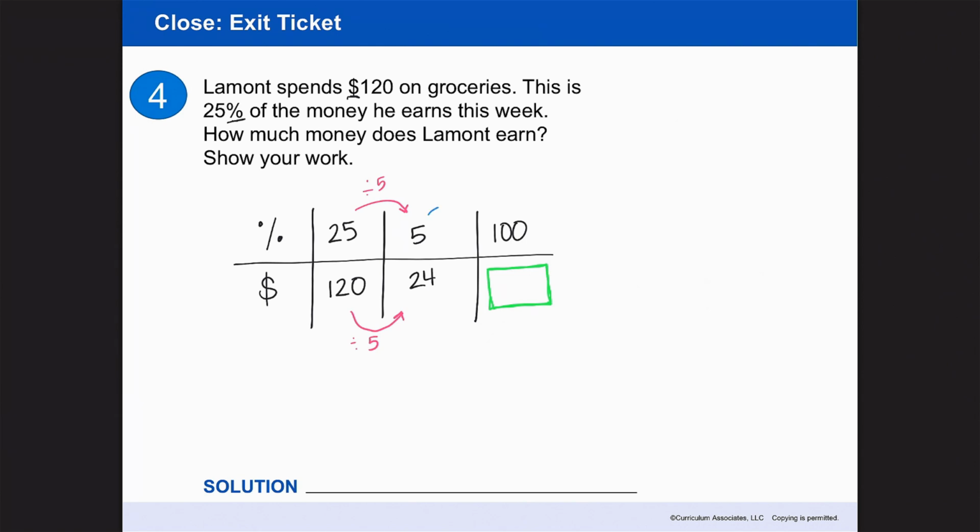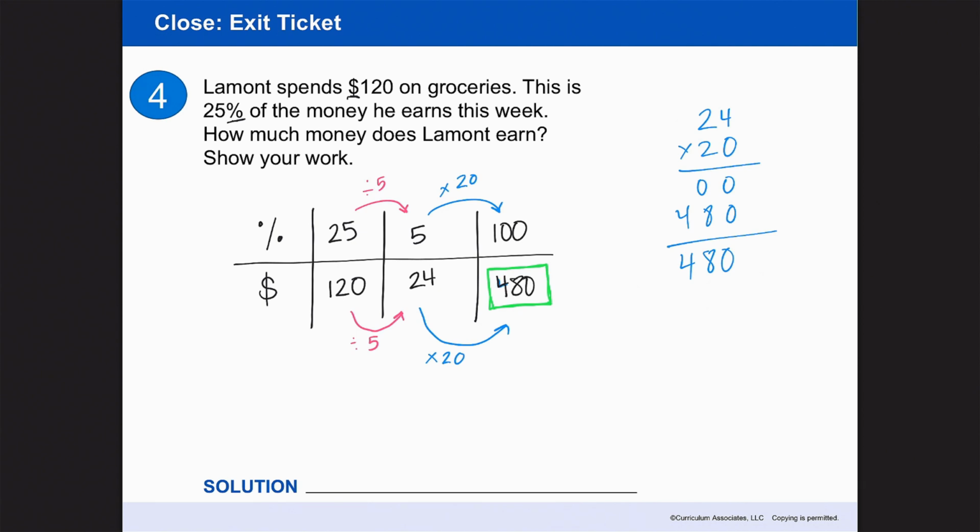Now we can see we're going to make a little jump here with multiplication. 5 times what is going to equal 100? Well, that's 20. Okay, and whatever I do to one part, I have to do to the other. So 24 times 20. 0, 0. That's 8, 4. Okay, so we know that our friend Lamont has $480. Okay, so that's when he has a full 100%, he has $480.